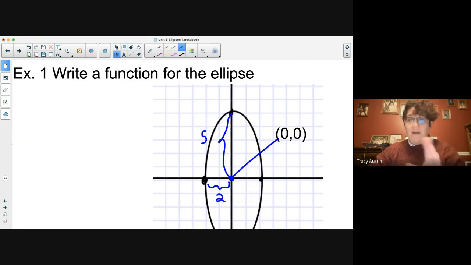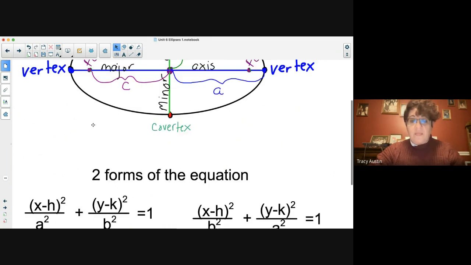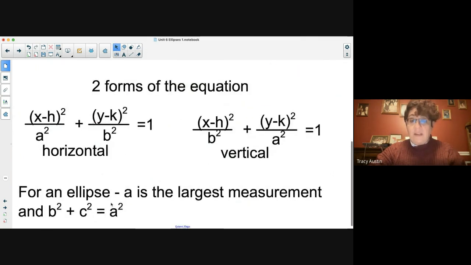Now, we don't need the C formula right now. Take a look again. That is not something that you need. Like, you don't need to have C out of your equation, but sometimes you get the foci, the C length, and you have to go backwards and solve. So to write the equation, we need H, K, A, and B. That's it. Please note there is always a 1 on the end of these equations. They must stay there.